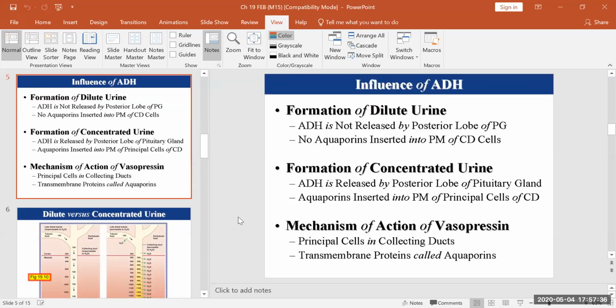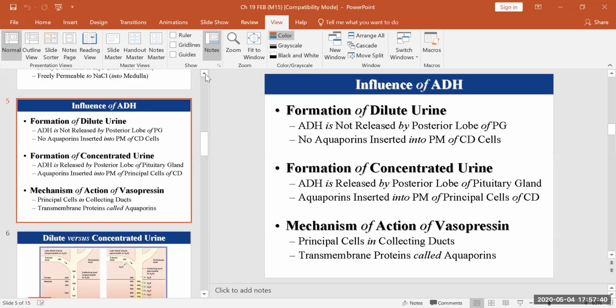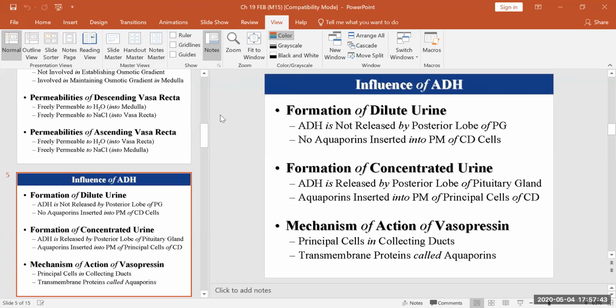Now, in the case where your body is being compromised, being dehydrated, what's going to happen is the posterior pituitary gland, which stores this ADH, antidiuretic hormone, which was produced by the hypothalamus, by the way, but is being stored in the posterior pituitary.